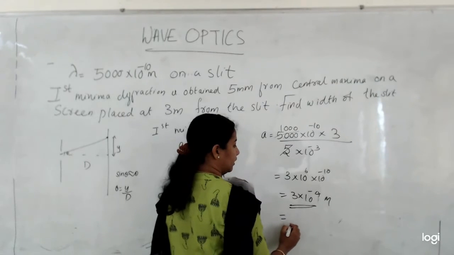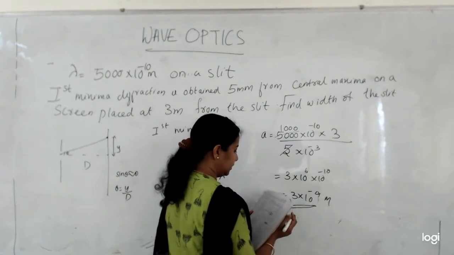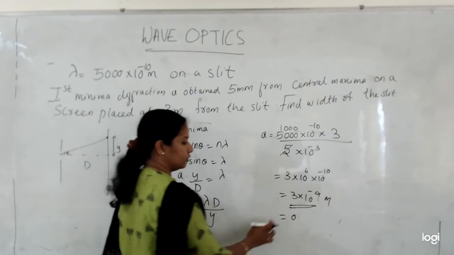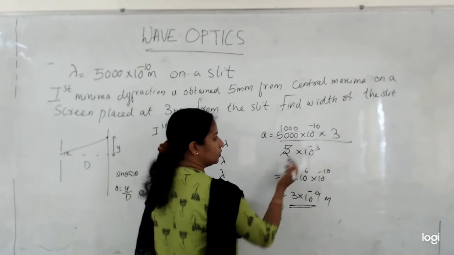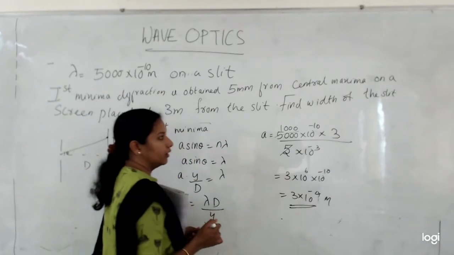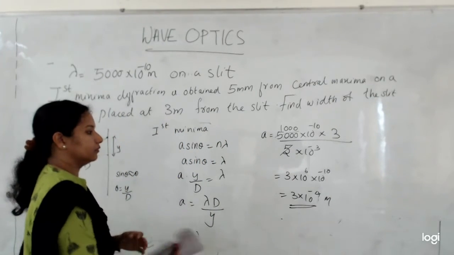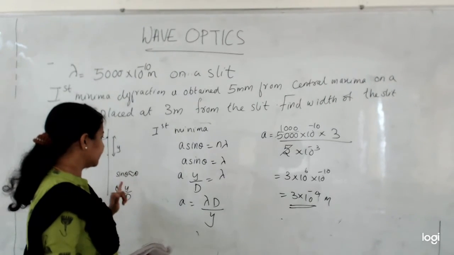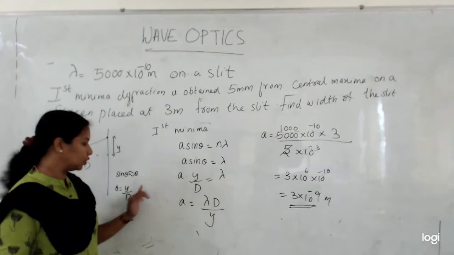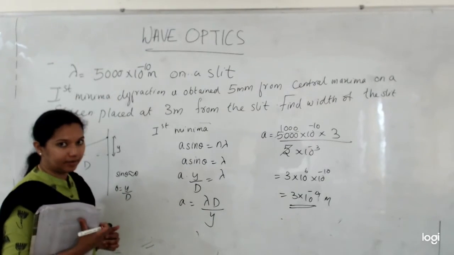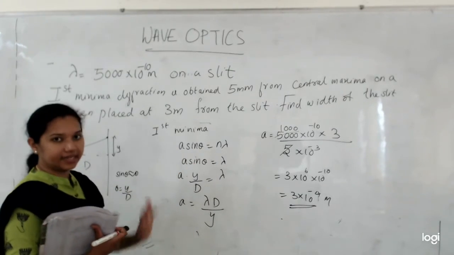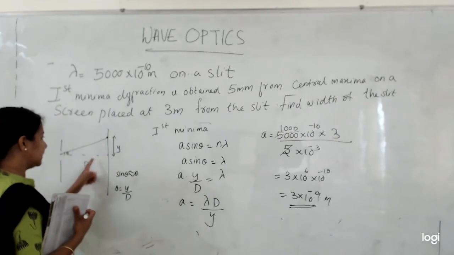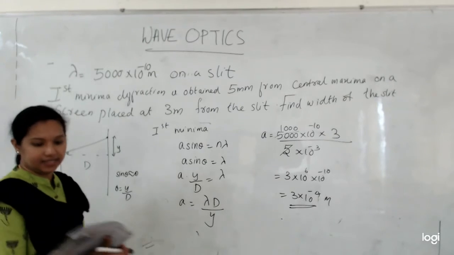Or they have given it in centimeter, so we can write it in centimeter also. This answer is correct. So what did we do? Remember for diffraction, what is the condition? First minima condition is A sin theta equal to lambda. Here I did only one approximation: sin theta approximately equal to theta, and y by d is nothing but sin theta.